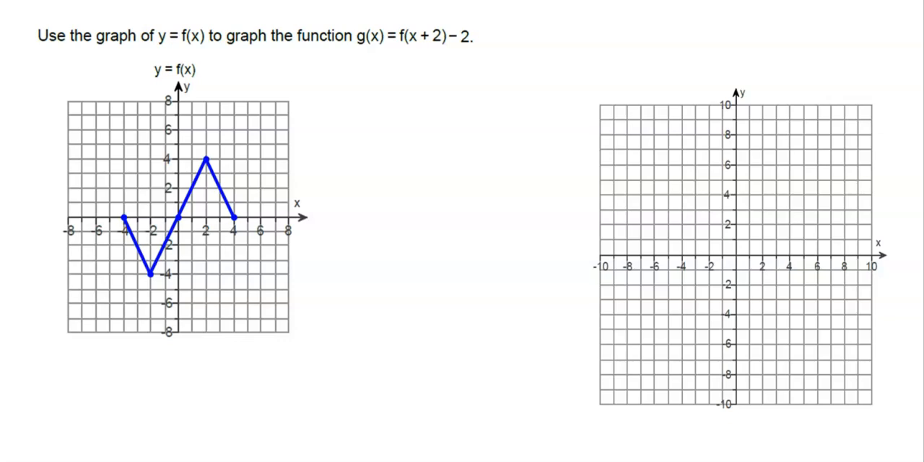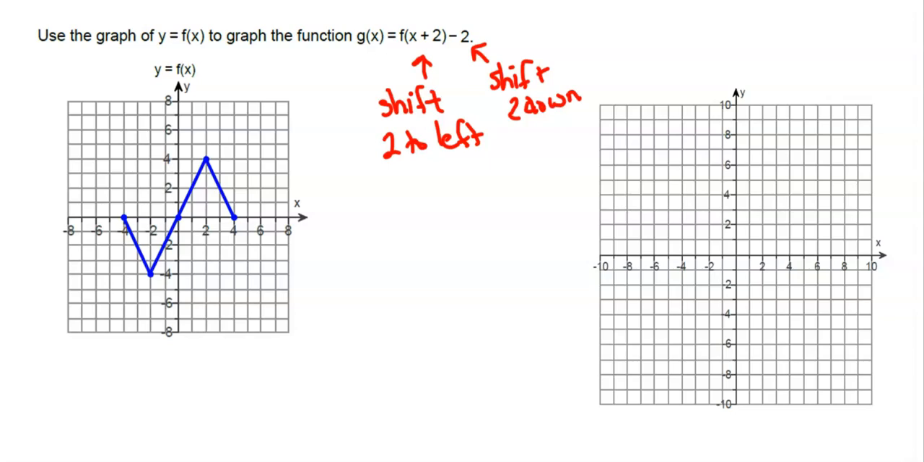First of all, inside the parentheses, you see f of x plus 2. Because 2 is being added to x, that tells us that we have to shift all of our points 2 units to the left. The minus 2 on the end is telling us about vertical shifts. And because it's a -2, we're going to have to shift 2 units down. So every point that we see on the left graph, the graph of f of x, is going to be shifted 2 to the left and 2 down.